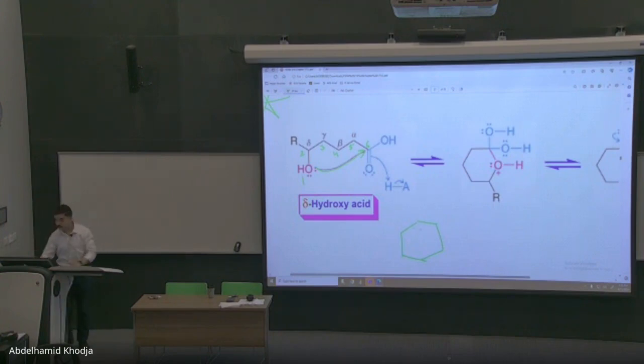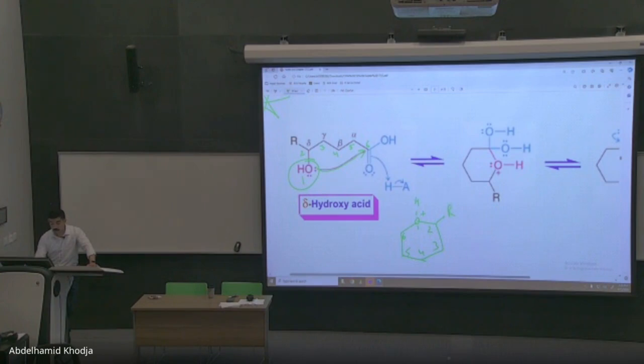Clockwise, counterclockwise, makes no difference to me. 1, 2, 3, 4, 5, 6. Now I go back and I start filling in the blanks. At position 1, what did I say I have? OH. So we'll put OH plus. At 2, what do we have? We have an R group.